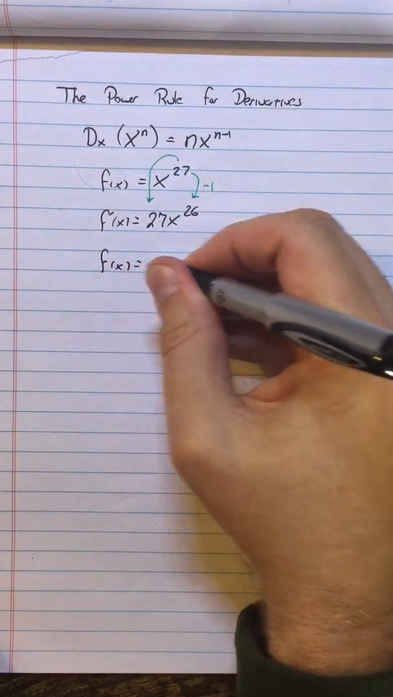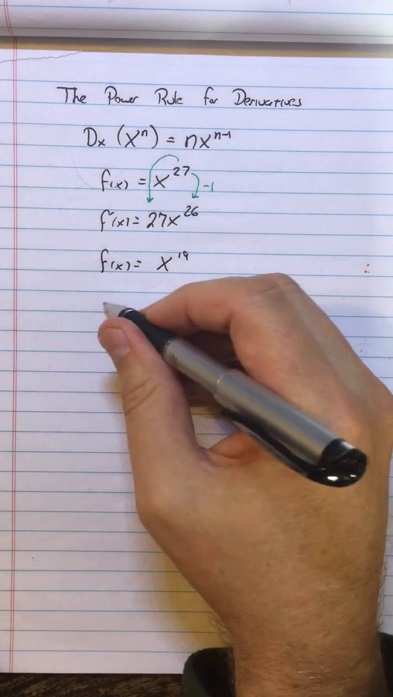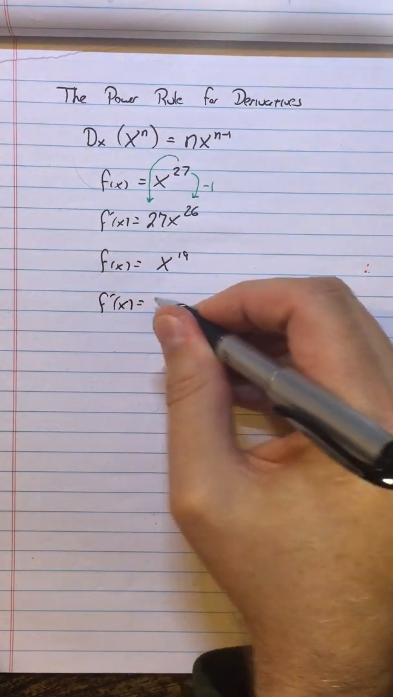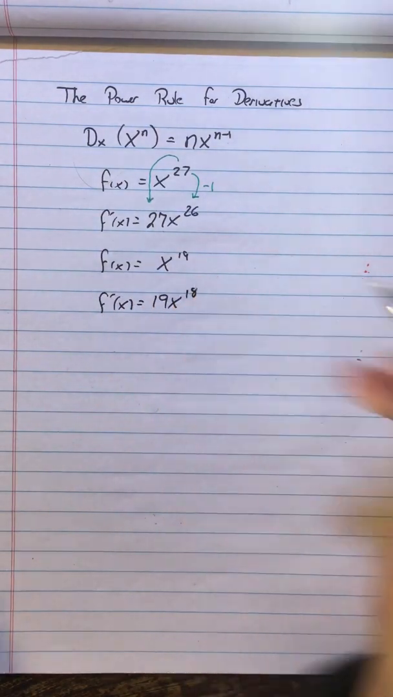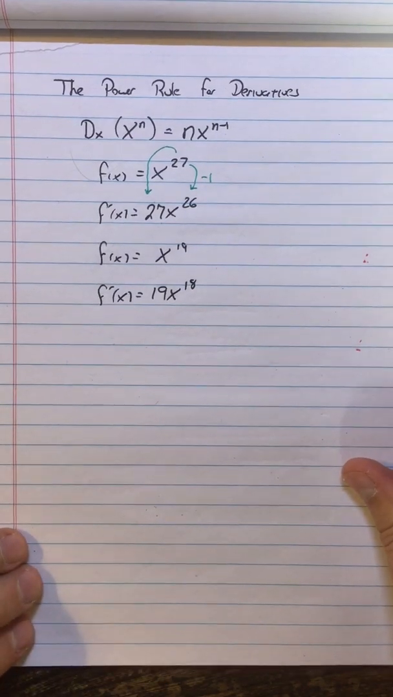So f of x equals x to the 19th. What's the derivative? You have less than 5 seconds. It's 19x to the 18th. See? Told you could do that in less than 5 seconds. Okay, a couple of things to observe.